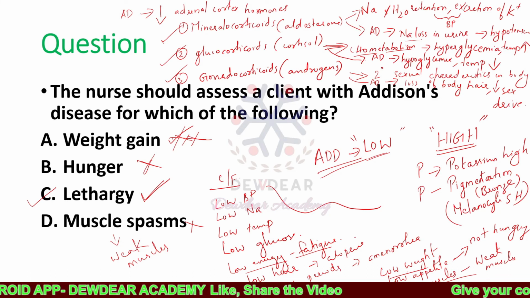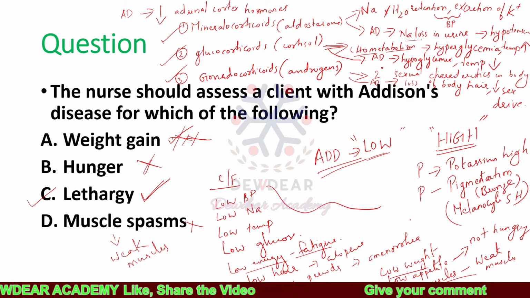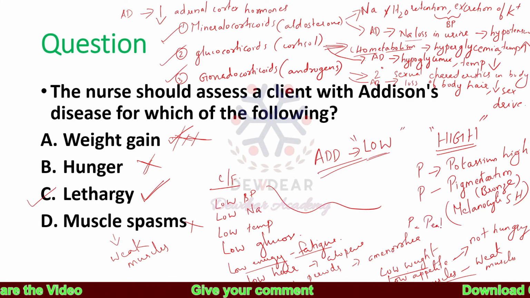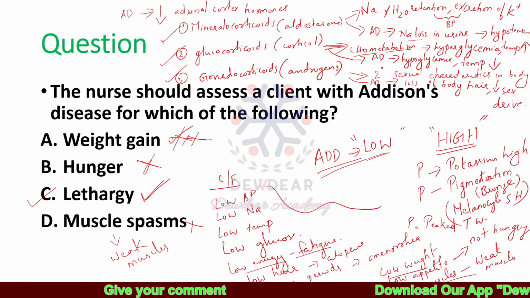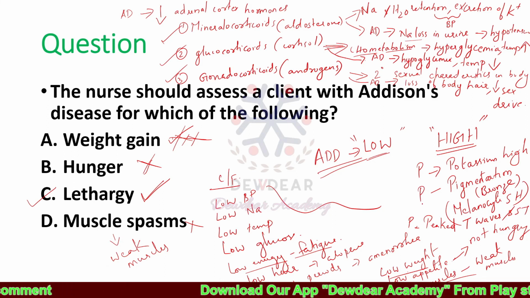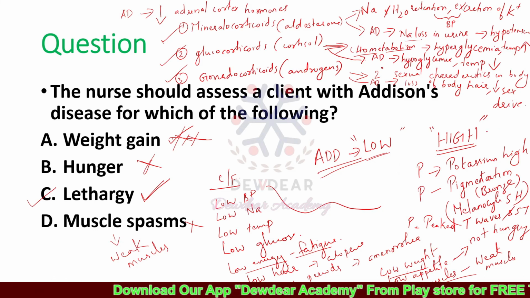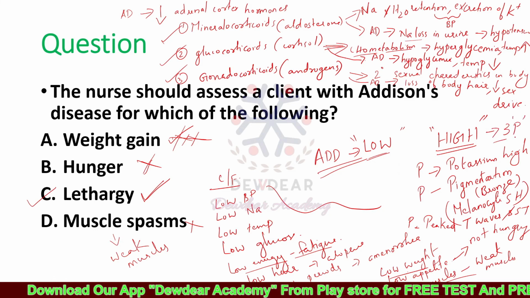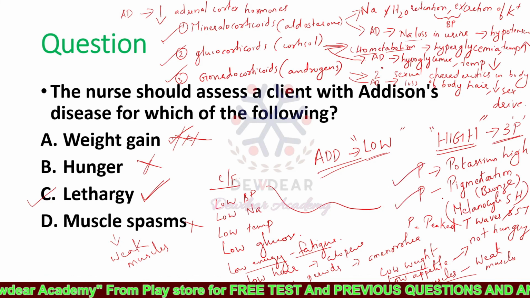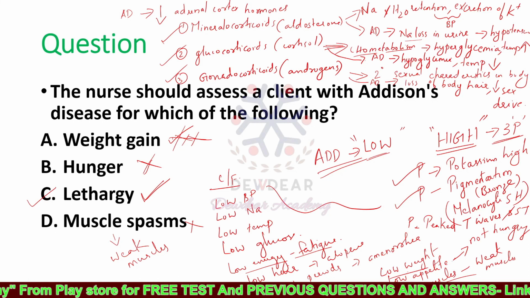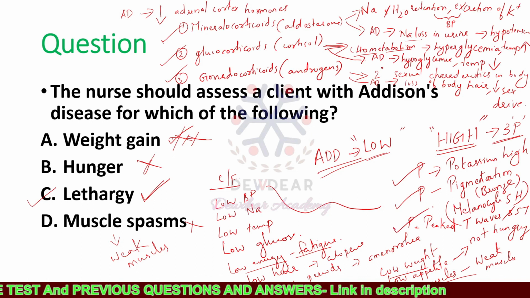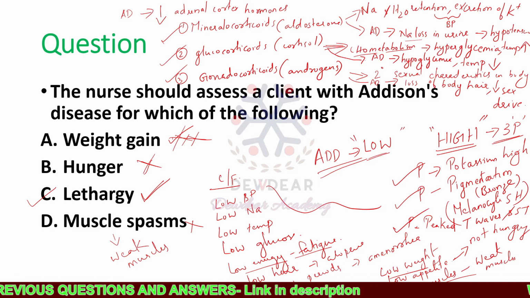Then another P here is peaked T waves. One of the ECG manifestations is peaked T waves and ST segment elevation. So there are 3 P's which are found high. One is potassium, which will be high. Then there will be bronze pigmentation, due to the melanocyte stimulating hormone produced in response to adrenocorticotropic hormone. And also there will be peaked T waves and ST segment elevation.